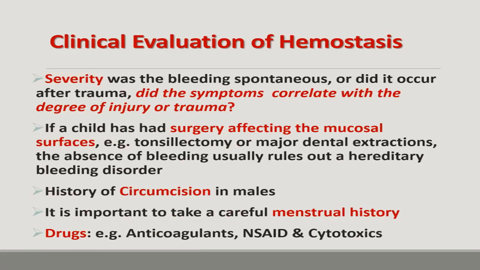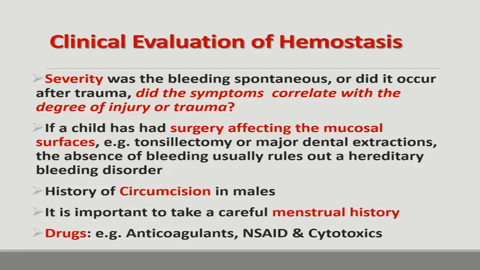Also, severity is very important: whether bleeding is spontaneous or occurs after a trauma, and whether the symptoms correlate with the degree or severity of injury or trauma. Sometimes mild trauma causes severe bleeding. If the degree of trauma is not correlated with the amount of bleeding, this might indicate the presence of an underlying hemostatic disorder.